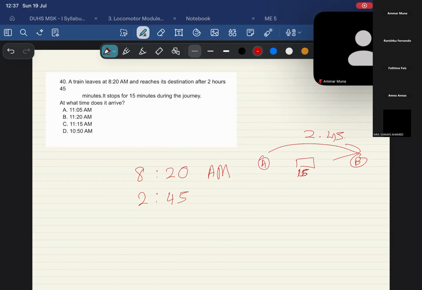So a very common mistake that many do is they add this 15 minutes here as well, thinking that because it says the train stops for 15 minutes. But that's wrong, because it clearly states that the train reaches its destination after 2 hours and 45 minutes. So regardless of how long they stopped here, they had already reached there in 2 hours 45 minutes. So this is irrelevant. So you should not calculate this. It's just 8:20 plus 2:45. That would be 5. 4 plus 2, that's 6. So that's 1 hour. So that would be 9, 10, and 11. 11:05 a.m.